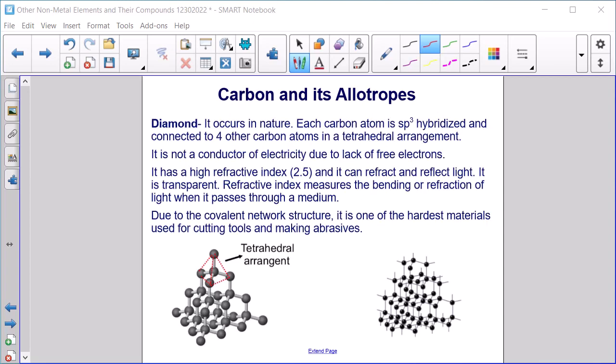Diamond occurs in nature. Each carbon atom is sp3 hybridized, and it's connected to 4 other carbon atoms in the tetrahedral arrangement that you see here. It is not a conductor of electricity due to a lack of free electrons. It has a high refractive index at 2.5, and it can refract and reflect light. It is transparent. Refractive index measures the bending or refraction of light when it passes through a medium. Due to the covalent network structure, it is one of the hardest materials used for cutting tools and making abrasives.